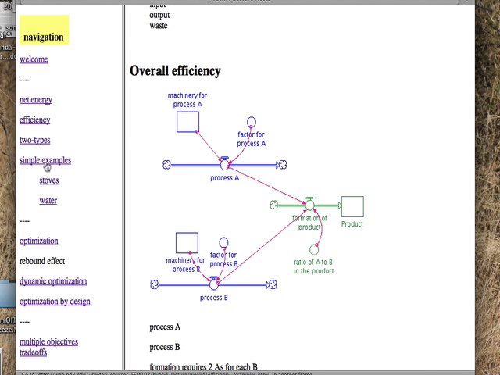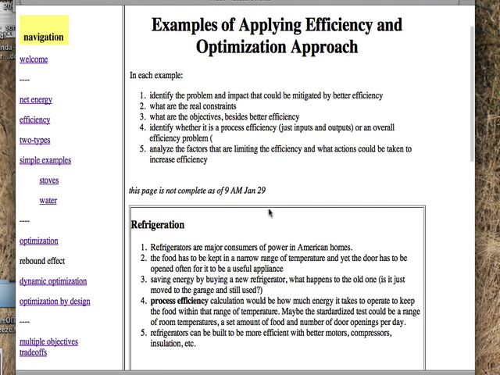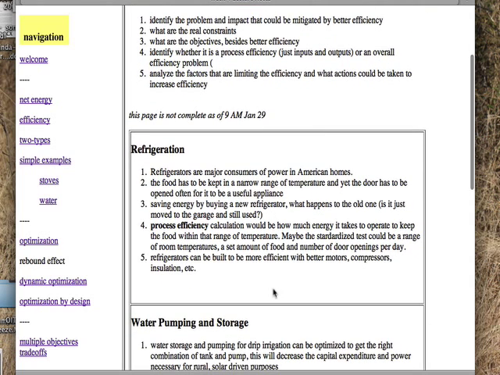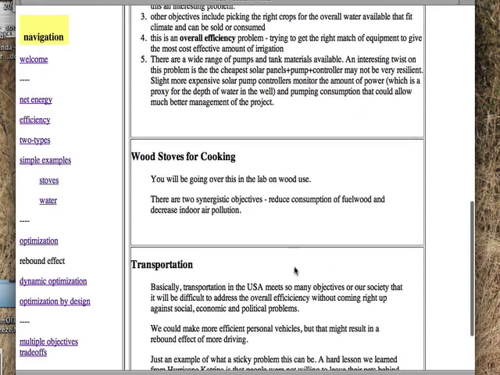So let's talk about some simple examples. I've got a little table here of a couple examples that you can read through. I'm not going to go through this point by point, because I'm going to explain stoves and water efficiency. But here's refrigeration. That's refrigerators in your home, a big use of energy. How would we calculate that? Water pumping and storage. I'm going to give an example of that a little bit. Wood stoves and cooking. I'm going to give an example.